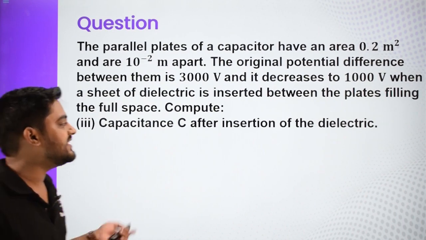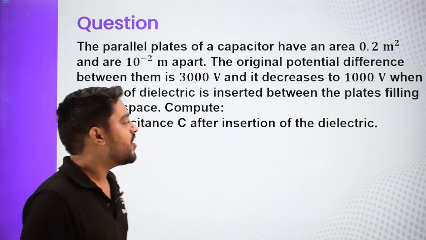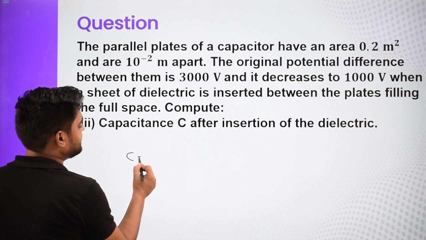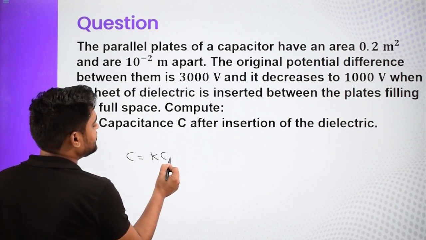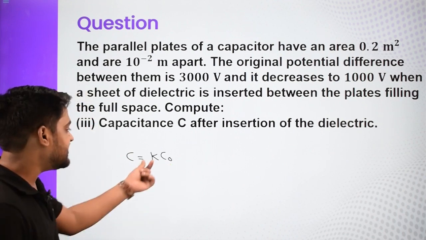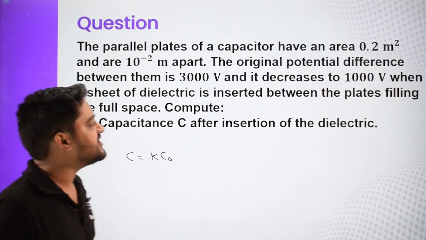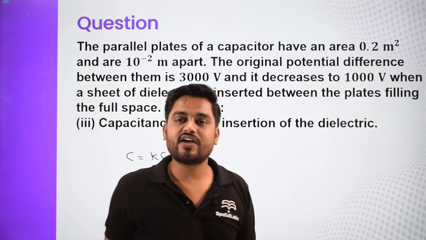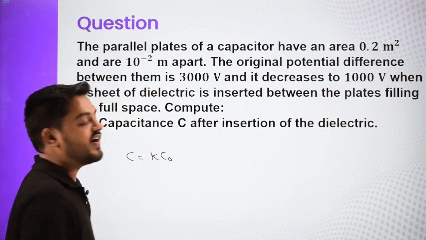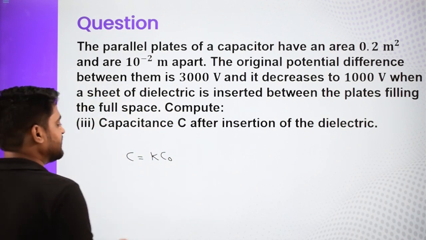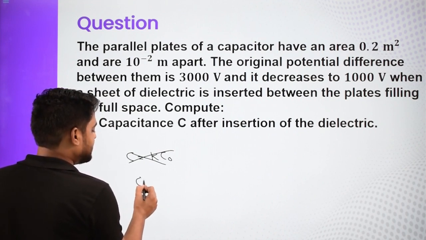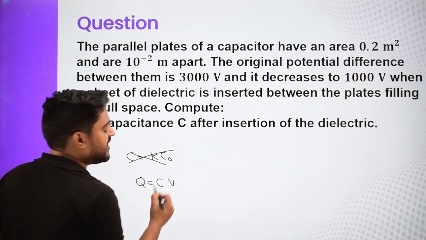Next is capacitance C after insertion of dielectric. So we know that the new capacitance is nothing but K times the original capacitance, but we don't know what K is, right? So another information has been given, that the potential reduces to 1000 volt starting from 3000 volts. So I am going to utilize that. So again Q is equal to CV. This is the formula which I am using.